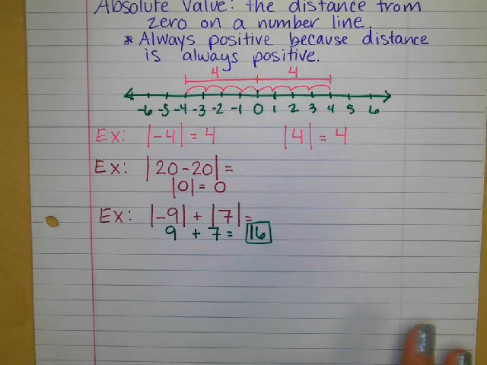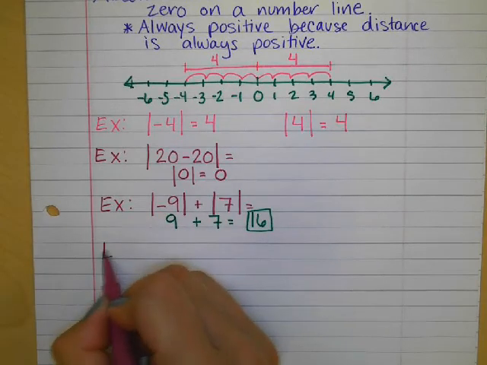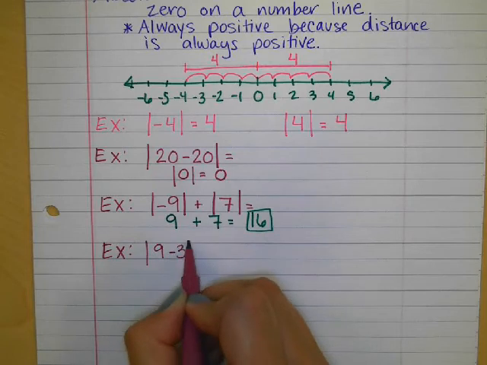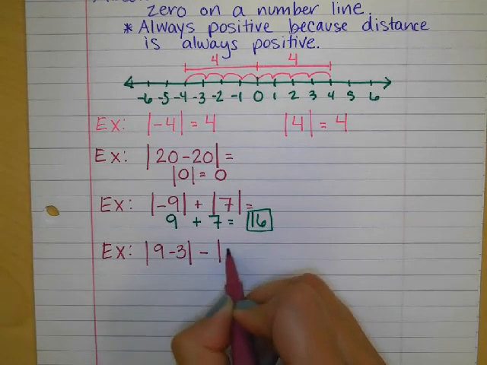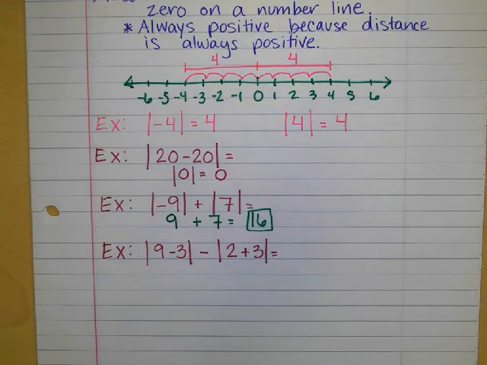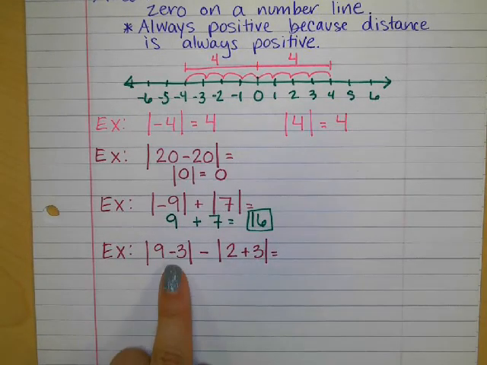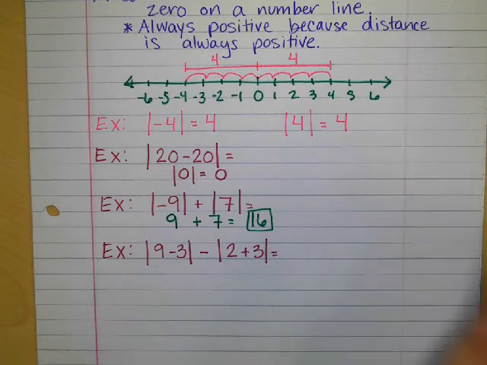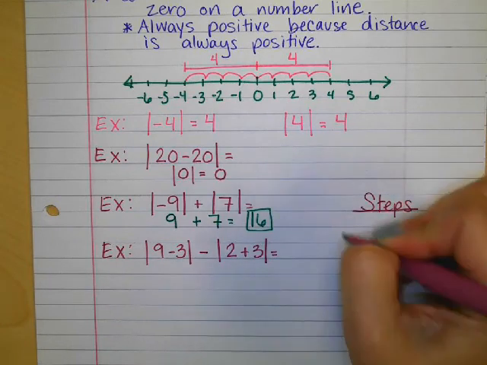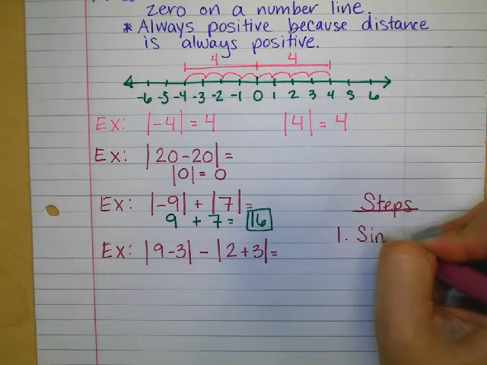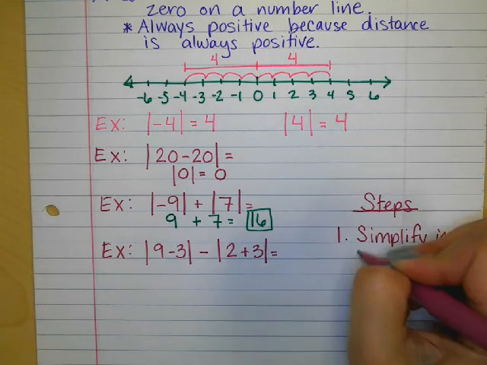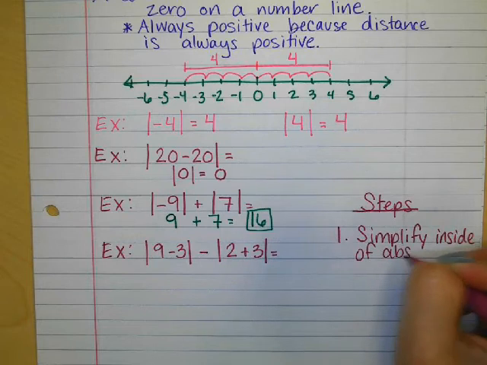Let's try another one that looks a little bit different. And this will be our last example for today. The absolute value of 9 minus 3 minus the absolute value of 2 plus 3. So what's the first thing we need to do? We need to simplify inside of that absolute value. So we're going to write that as a step. Number 1, simplify inside of the absolute value.